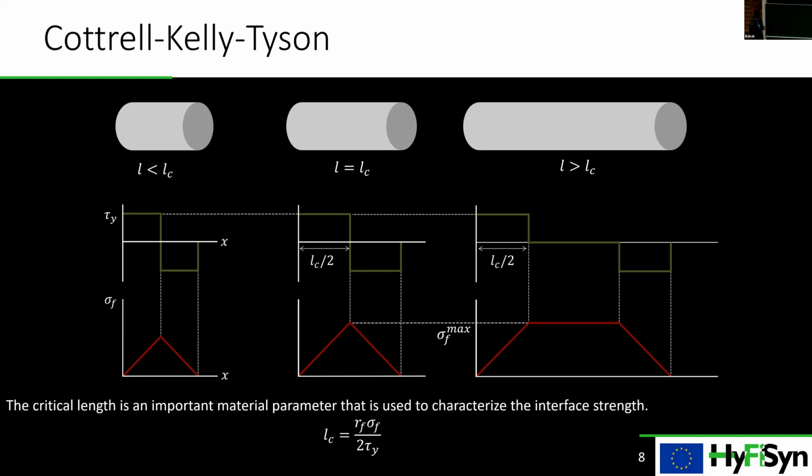So this parameter called critical length is really important to consider in the interfacial characterization, mainly in stress-based methods that you're going to see further in the presentation.